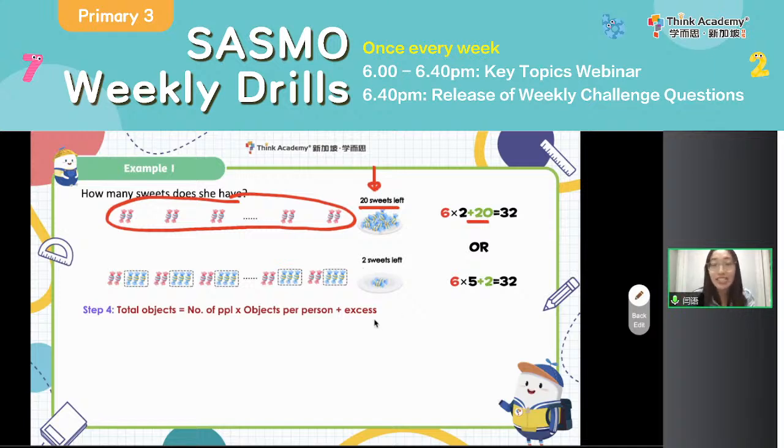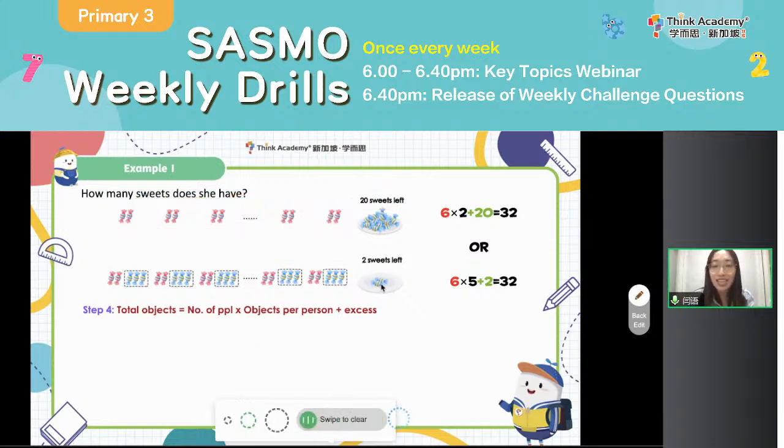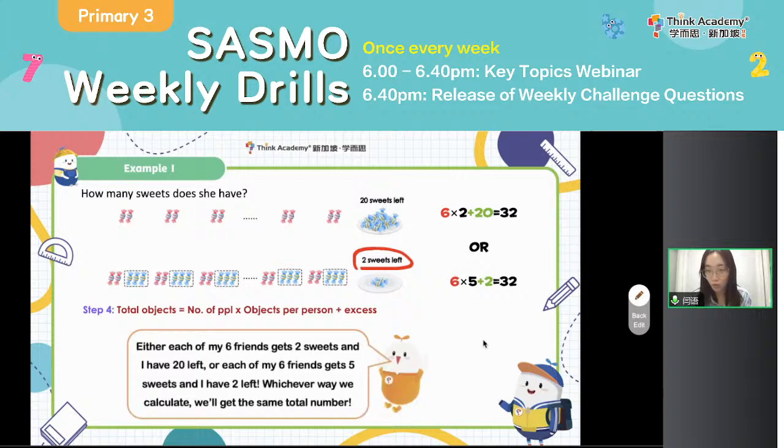And also, you can just focus on the second scenario. Now, you see that everyone can receive 5, and in the end, don't forget that 2 sweets are left, so you need to plus 2. But anyway, you will find that the final answer is still the same, right? The answer is always 32.